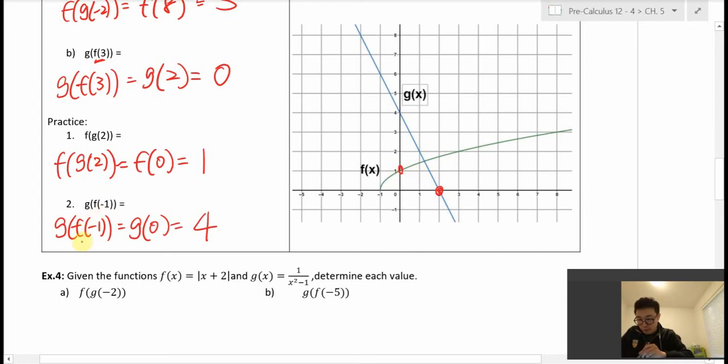For the second practice question, again, inside out. So you've got to figure out f of -1 first. f of -1 is right here, has the y value of 0. So it becomes g of 0. And g of 0 is right here, and it has a y value of 4. So that's your final answer.